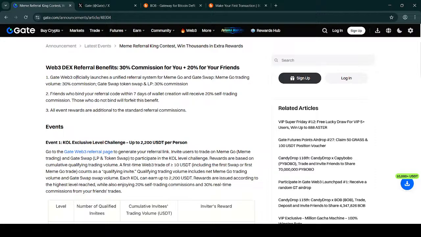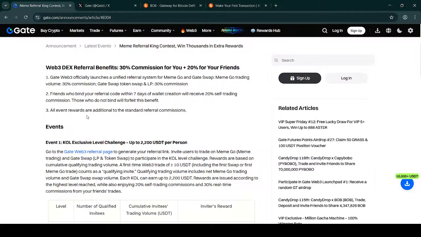So Gate Web3 has officially launched the upgraded referral system for Mimi Go, Gate Swap. For Mimi Go trading volume, you get 30% commission. For Gate Swap token swap and LP, 30% of the commission. A friend who binds your referral code within 7 days of wallet creation will receive 20% of the self-trading commission. Those who do not bind will forfeit these benefits.